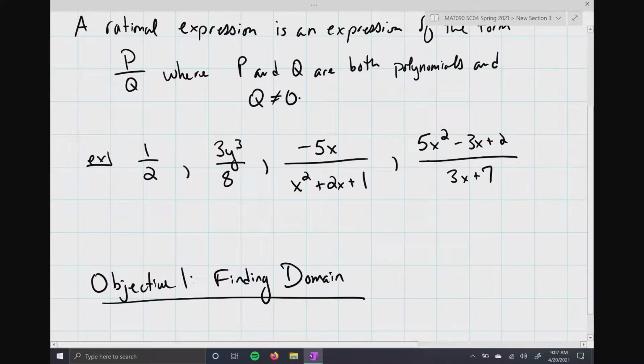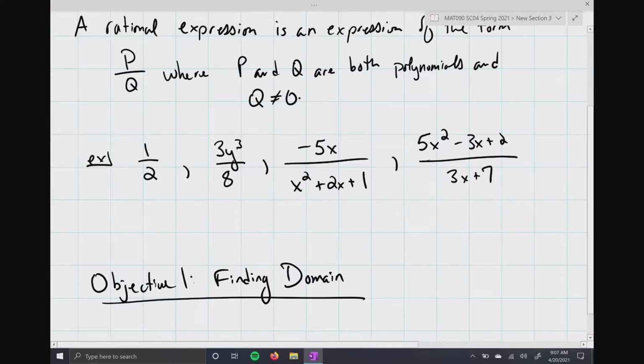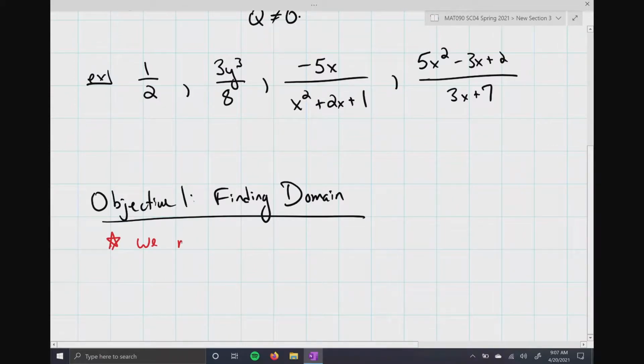Now, one thing that you need to be aware of is that anytime you have a rational expression where you have polynomials in the numerator and denominator, you have to be careful about polynomials in the denominator. So let me write that down. That's actually really important. We must be careful with polynomials in the denominator.